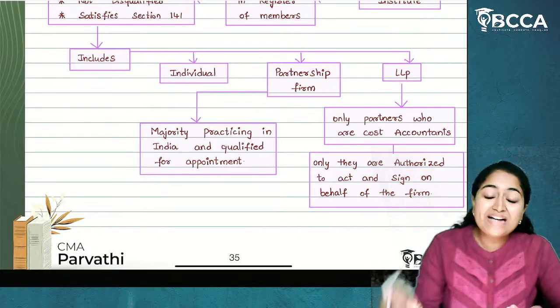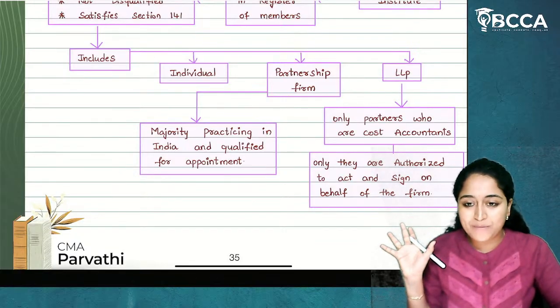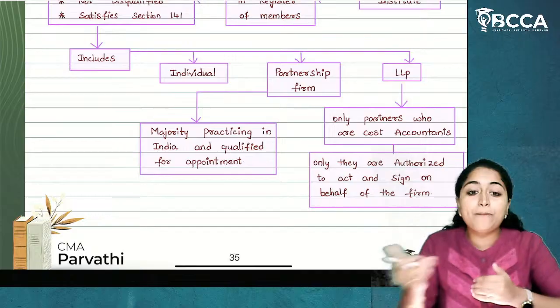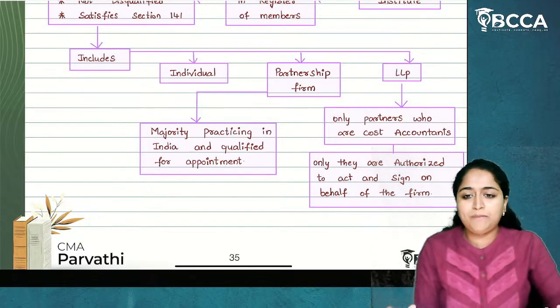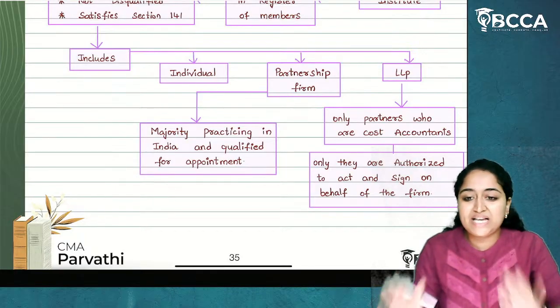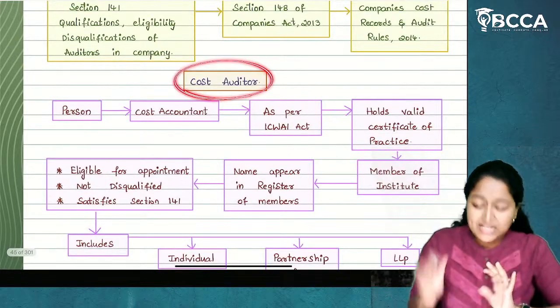But who will act and sign on behalf of the LLP? Only cost accountants will act and sign on behalf of the LLP. Other members or partners of the LLP will not be involved in any kind of decision making or any kind of activities inside the companies as a cost auditor. I hope it's clear. So these are the definitions.